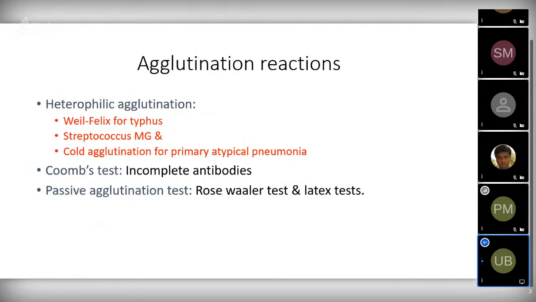Typhus fever is caused by a rickettsial group of organisms, where cultivation of rickettsia is very difficult and they are not cultivable so easily. So availability of the antigen is very low. So they use a cross-reacting antigen from Proteus vulgaris.